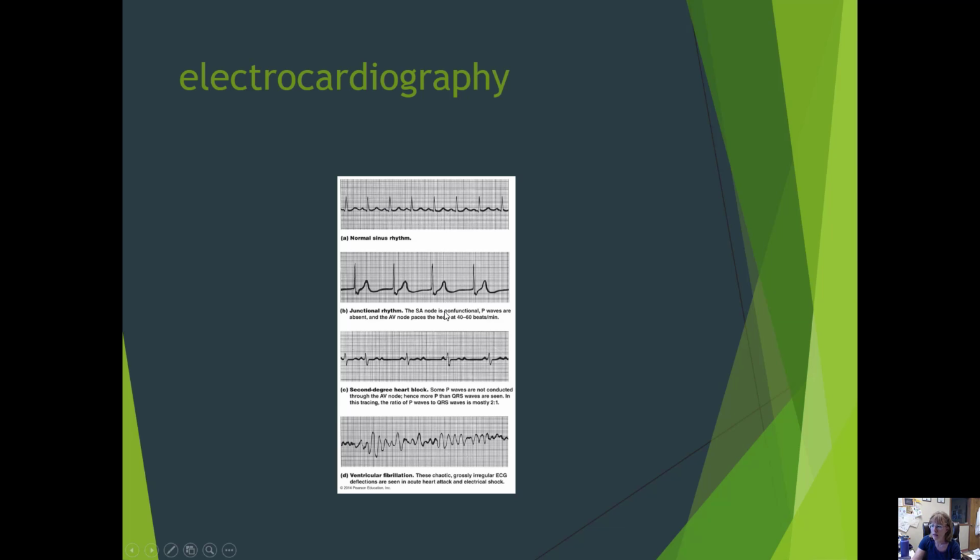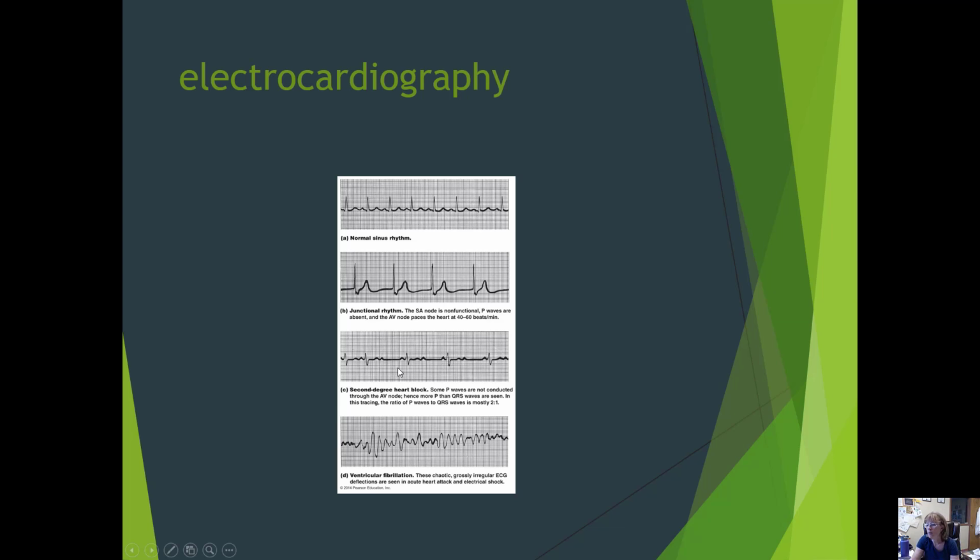Now, if we go down to the second one, there are two ways to know that the SA node is not driving the bus anymore, that it's the AV node driving the bus. One is there are no P waves at all, and the rhythm is very slow. It's much slower than what we saw in this sinus rhythm up here. So we know that the AV node is driving the bus. So no P, QRST, no P, QRST, and again, lots of time between ventricular contractions.